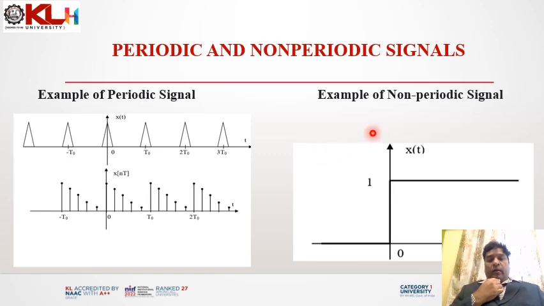Now on the right side you can see a non-periodic signal. Here the signal is 0 for all negative time and it is 1 for positive time. This signal is non-periodic because the basic shape of this signal is not repeating. It might be continuously 0 on the negative side and continuously 1 on the positive side, but a single piece or structure of the waveform is not repeating. Therefore, this is a non-periodic signal.